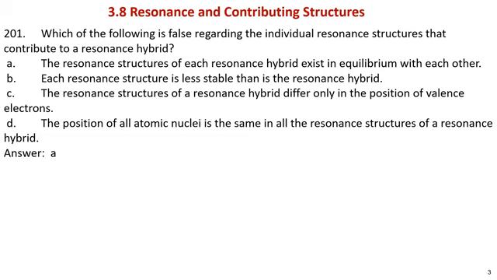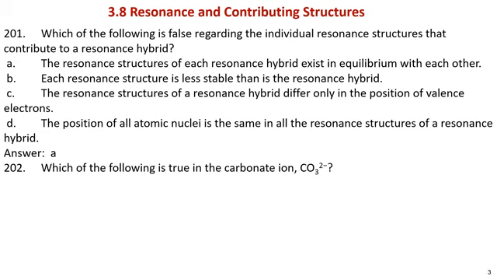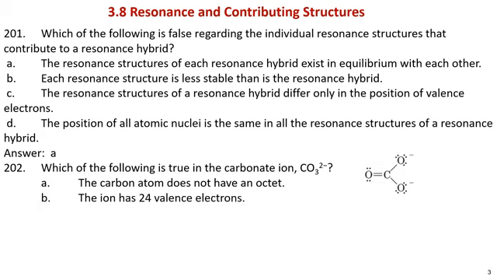Which of the following is true for the carbonate ion? The carbon atom doesn't have an octet. That's not true. The ion has 24 electrons. When you count electrons, it adds up to 24. The electron is constantly moving from one double bond to another. That is not true.